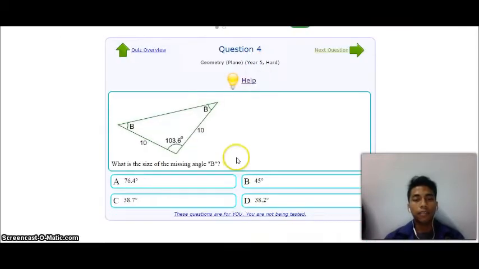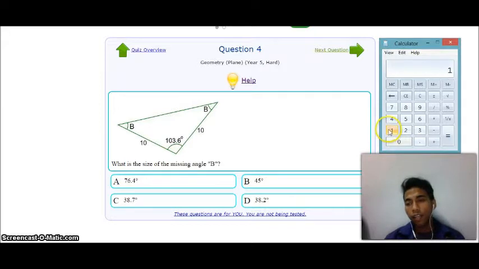Next question. What is the size of the missing angle B? This one is also an isosceles right angle triangle. So the two angles B are the same. So 180 minus 103.6 degrees. So we get 76.4. So this answer is divided by 2. So we get the answer is 38.2. So the answer is D.